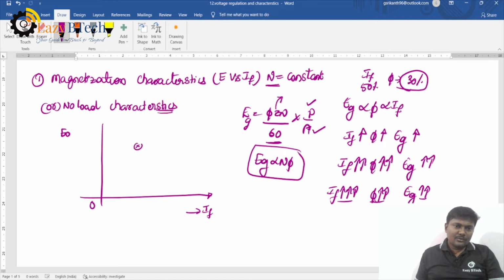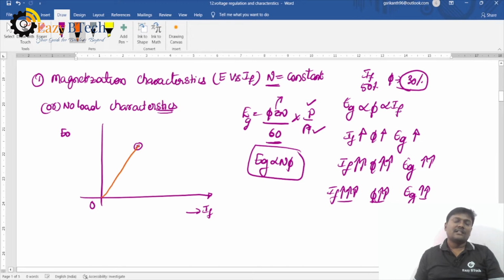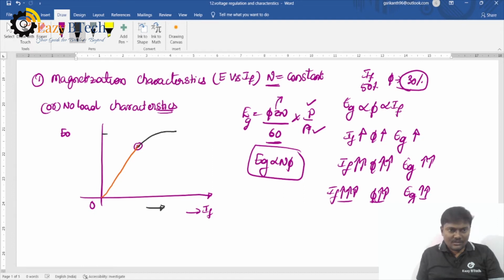So up to the knee point, the curve should be linear. After this, even if you are increasing the field current, the voltage is not produced that much. So this voltage is called the no load voltage, or open circuit characteristics. We are not applying any external load on the DC generator.